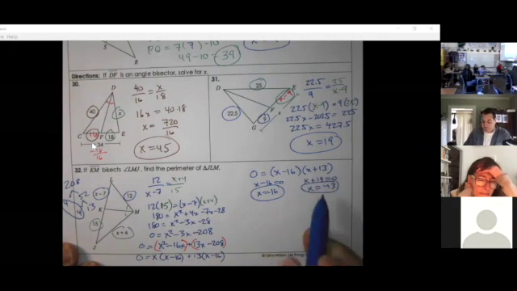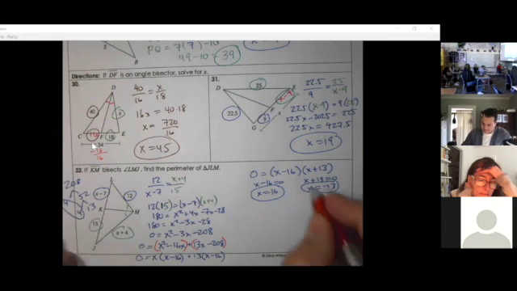Again, it's a valid solution in the algebra, but when I come over here and put a negative 13 in plus 4, that gives me a solution of negative 9, which doesn't work. So this one has to get crossed out. This answer is not valid. That's my only solution.